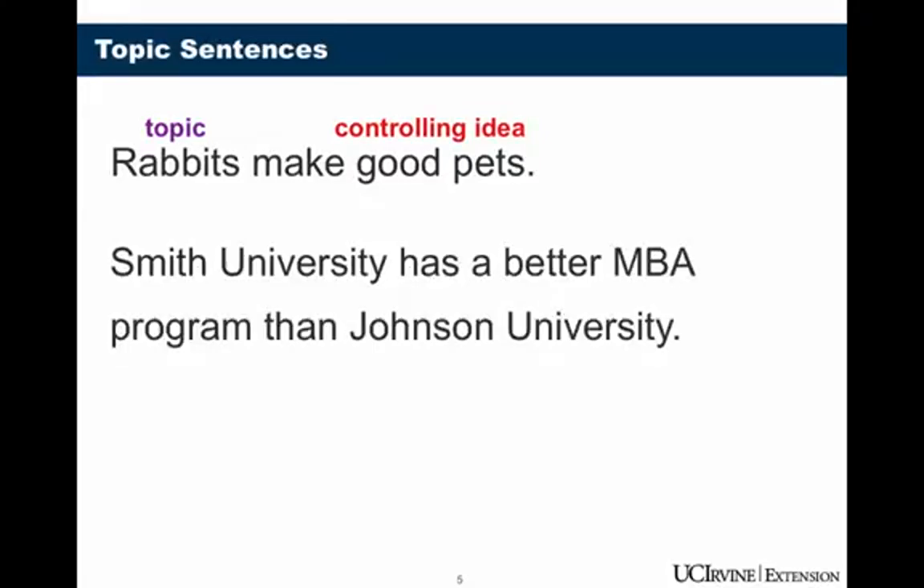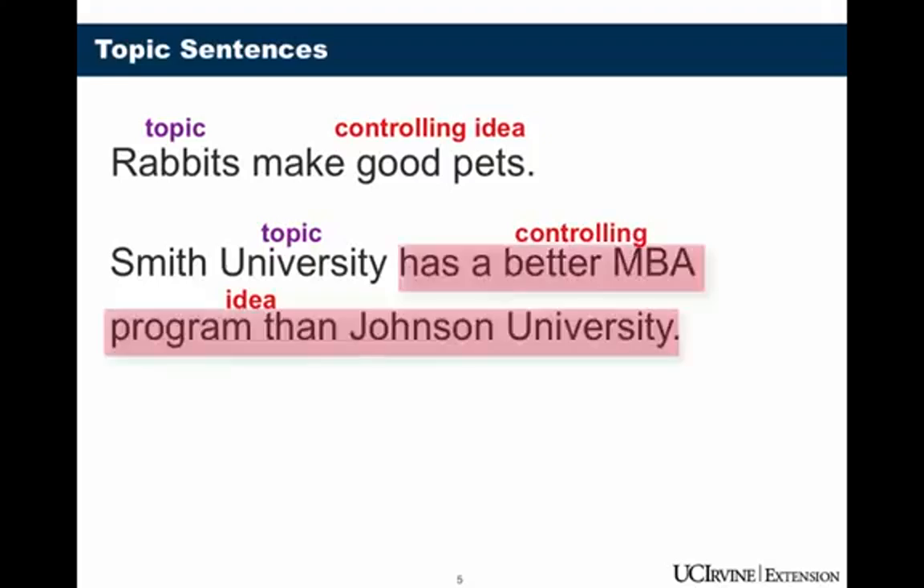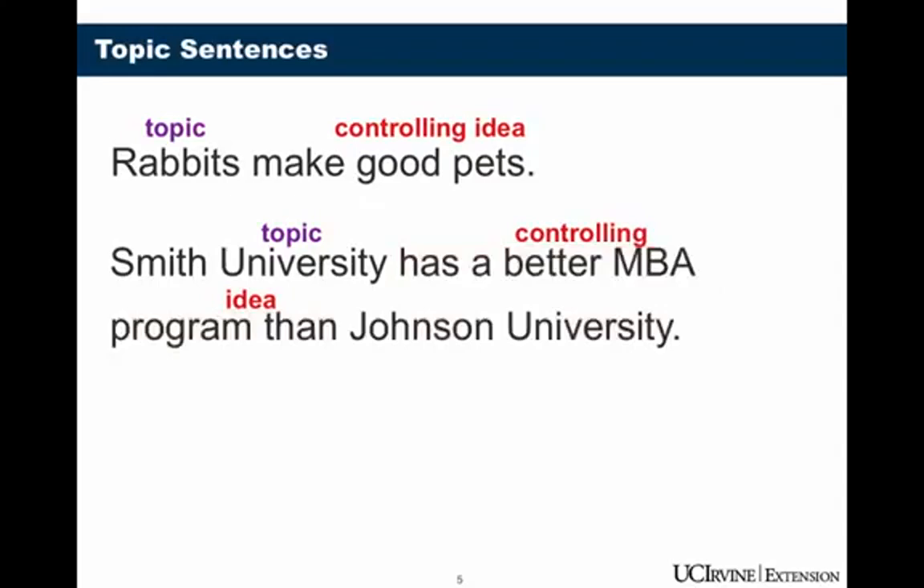Look at the next sentence and see if you can find the topic and controlling idea. The topic is what the sentence is about. The topic is Smith University, and the controlling idea is that it has a better MBA program than Johnson University. Because of the words better than, we can figure out that this paragraph will be a contrast paragraph.